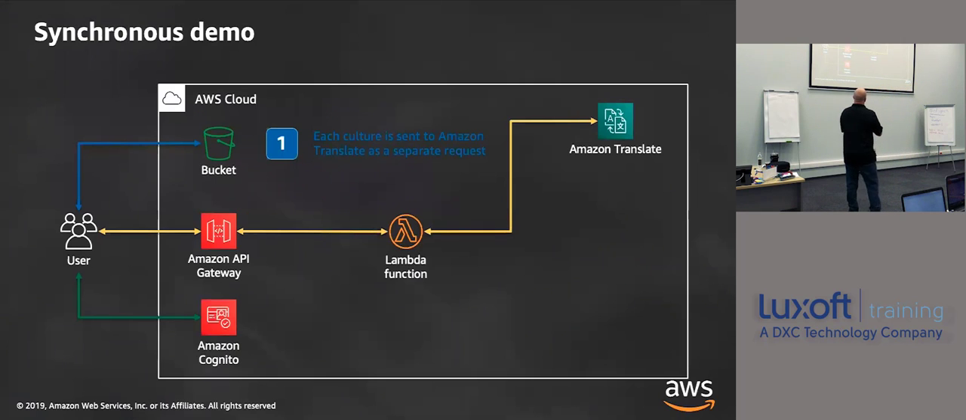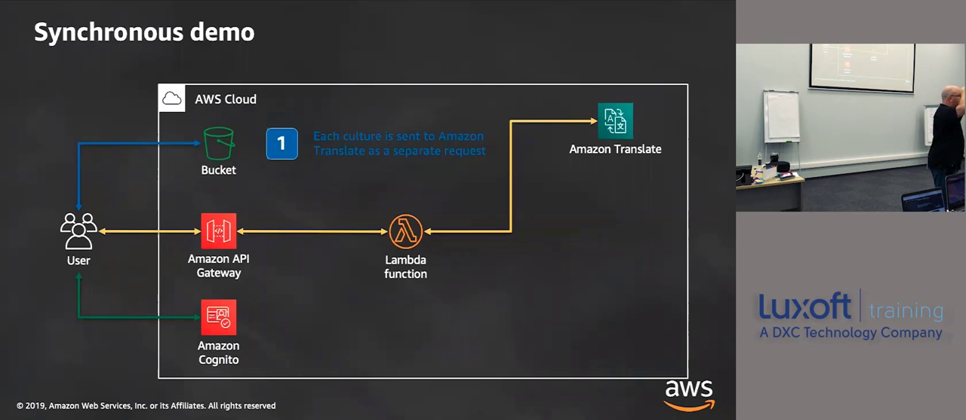Okay. And so here's what it's going to do. This is the big lambda function. My user authenticates with Amazon Cognito, and the website name is stored in a bucket. I actually don't have authentication on this site I'm going to show you, so if you want to go out and play with it, you're welcome to. Each culture is sent to Amazon, so it comes in, and then this lambda function breaks out each culture and sends the translation and that culture to Amazon Translate. So if I have four cultures, then it's four requests to Amazon Translate, right?